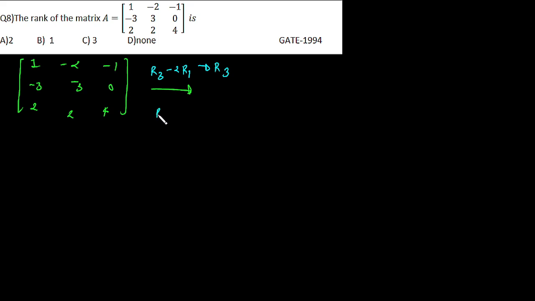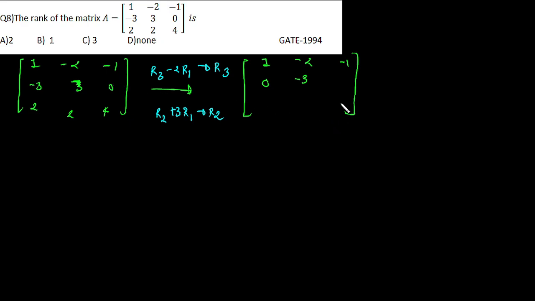Let's solve question 8. Again they are asking about the rank of this 3 by 3 matrix. Again we have to reduce this matrix by some row operations. Let R3 minus 2 times R1 give the new R3, and R2 plus 3 times R1 will be the new R2. After these two operations, the first row will remain as it is. Now the second row: we have minus 3, and we are getting plus 3 from the first row, so 0. We have plus 3 here, and we are getting minus 6, so again minus 3 here.